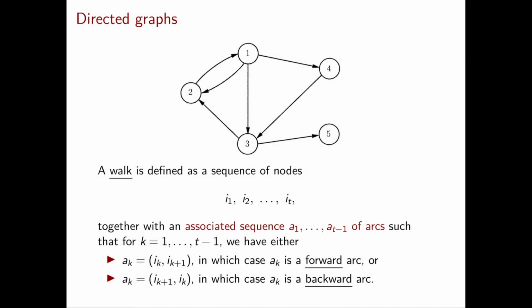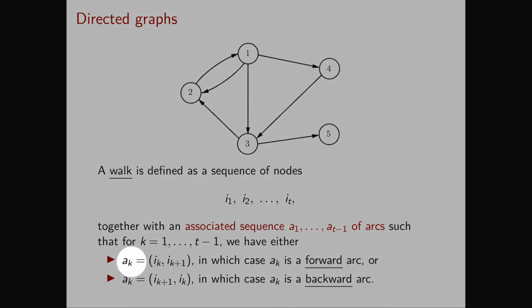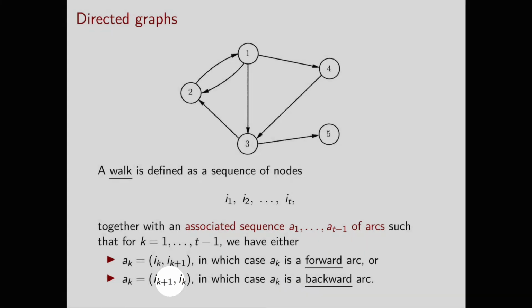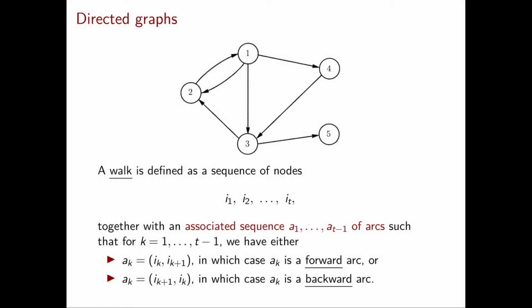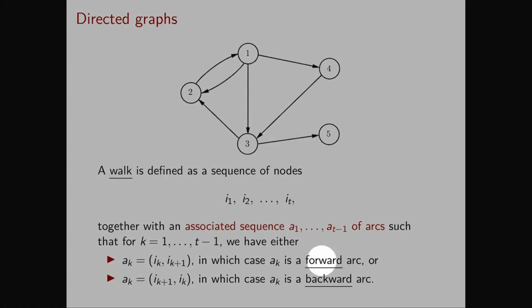Now these two sequences must be linked in a very specific way. Namely, every arc a_k in the sequence must either be the arc (i_k, i_{k+1}) or the arc (i_{k+1}, i_k). In the first case, we say that a_k is a forward arc, and in the second case, we say that a_k is a backward arc.